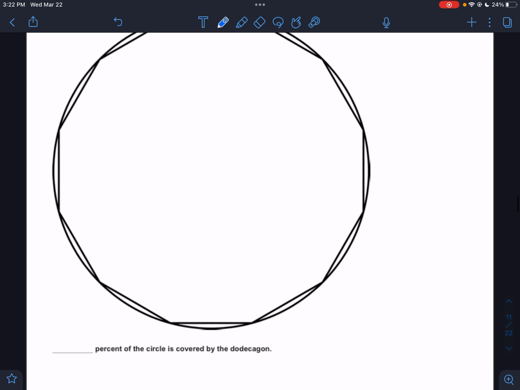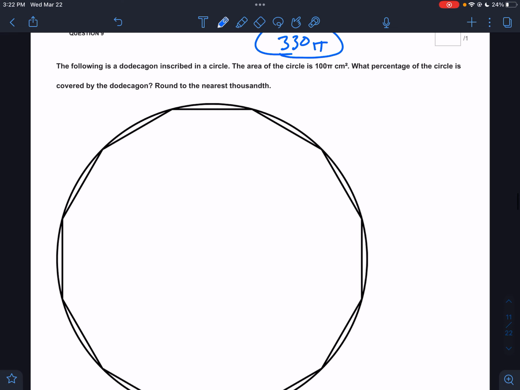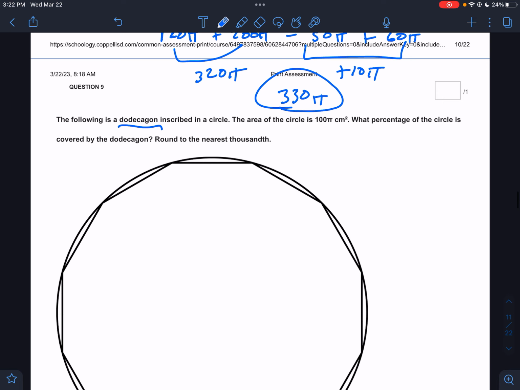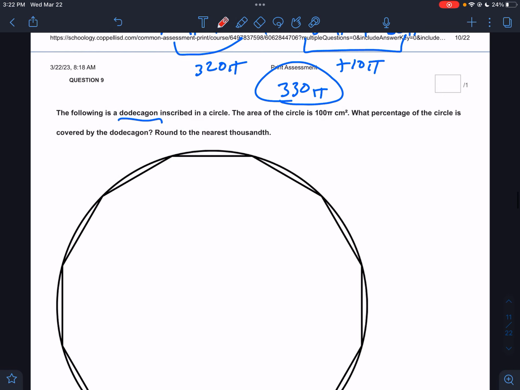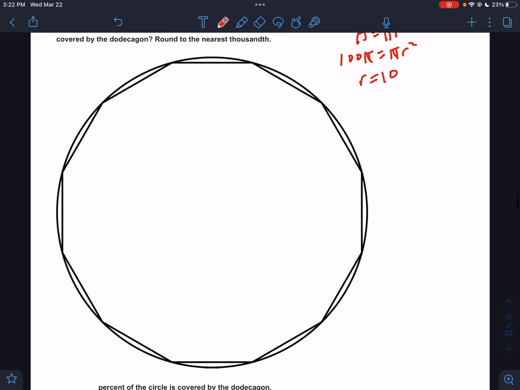All right, we haven't done this in a little bit. We got a dodecagon. Please read carefully. And we know that the area of the circle is 100 pi. So the area of a circle is pi r squared. We know that 100 pi equals pi r squared. The pi's cancel out, so R squared equals 100, so the radius of the circle is 10.